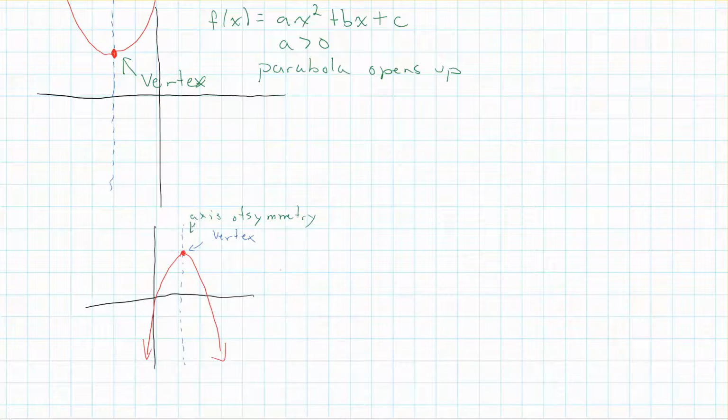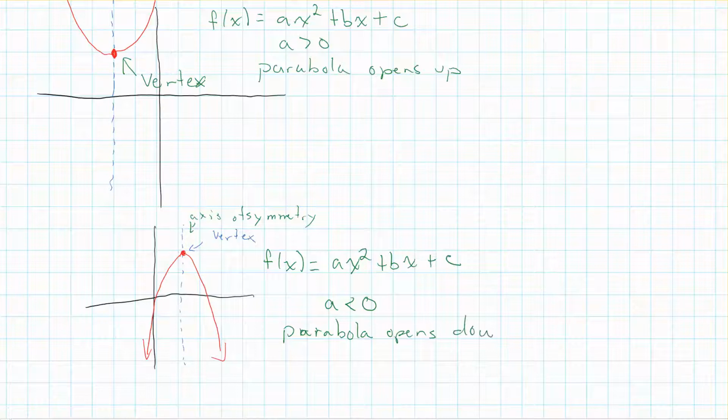And we do still have our equation here, ax squared plus bx plus c, but in this case we know that a is less than 0, and the parabola in this case opens down. Now, how do I know these two things here? Well, it's not just because I say so.